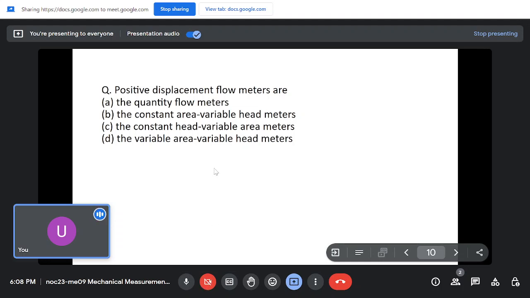So in this case, the positive displacement flow meters are option A, the quantity flow meters. In positive displacement, you have net displacement of the fluid, so that's the positive displacement. So in this case, the positive displacement meters are the quantity flow meters. Option A.